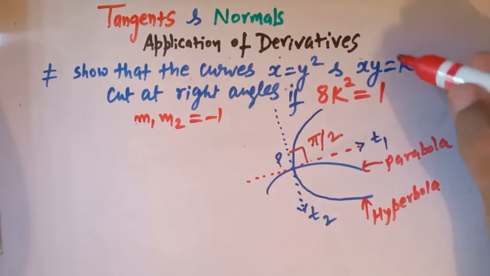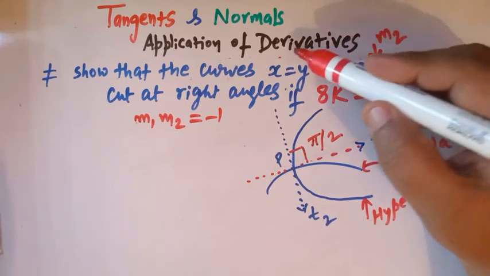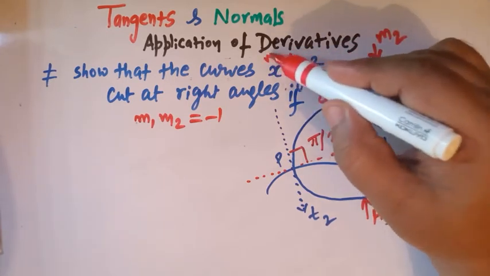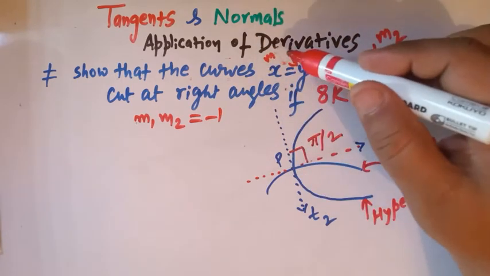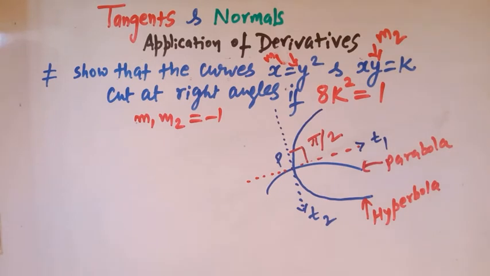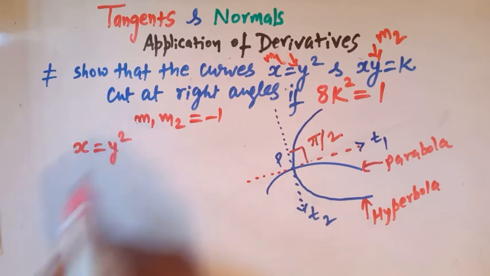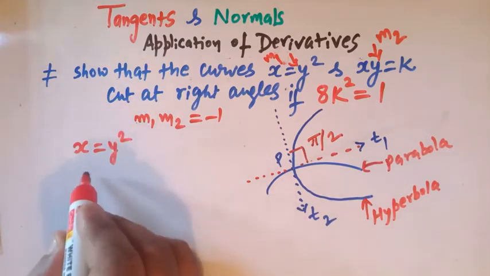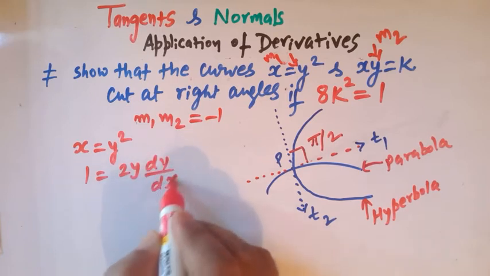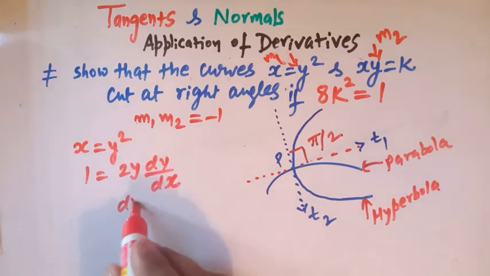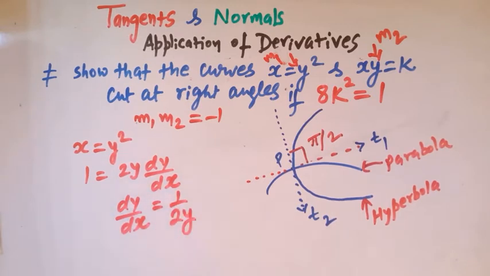So from this curve we'll get m1, and from this curve we'll get m2. Clear? From here we'll get m1. Now we have the equation x equal to y square. So let us differentiate both sides. We'll get 1 = 2y dy over dx. Clear? So dy over dx is equal to 1 over 2y.